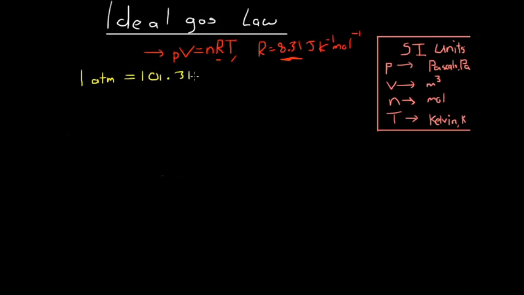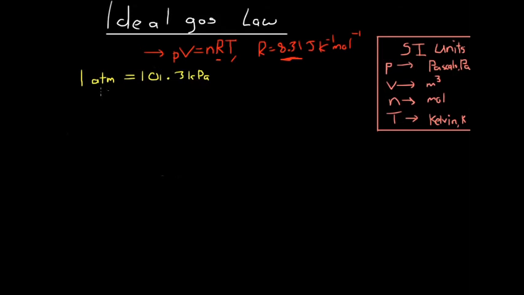101.3 kilopascals. So if we're ever given a pressure in atmospheres, say we're told a gas is at a pressure of 5 atmospheres, then we can just convert that by multiplying this number by 5, and then we have 5 atmospheres is equal to a certain number of kilopascals.